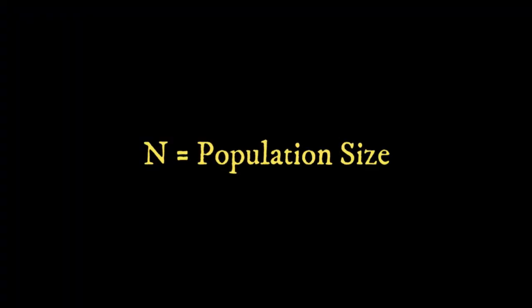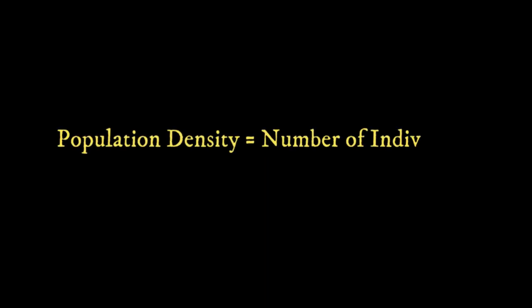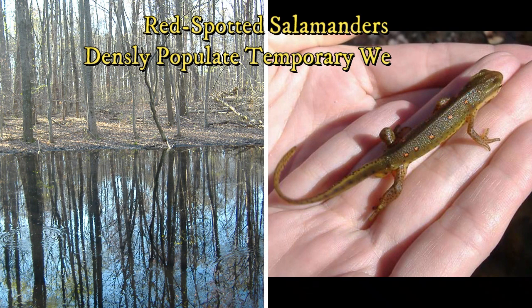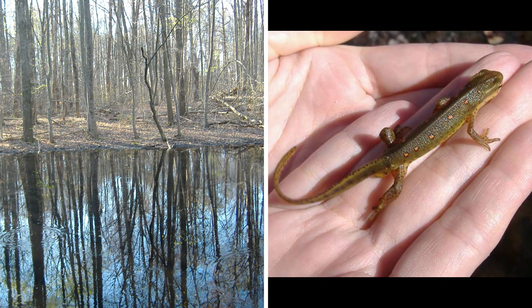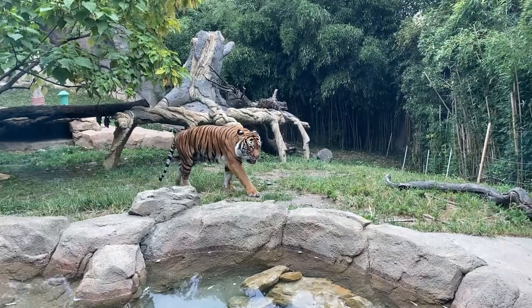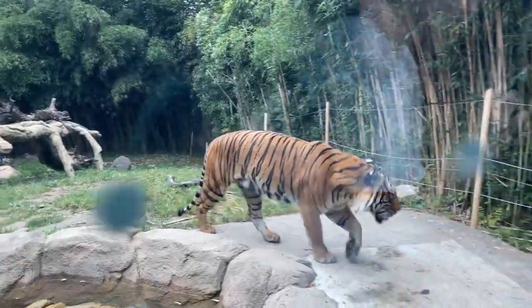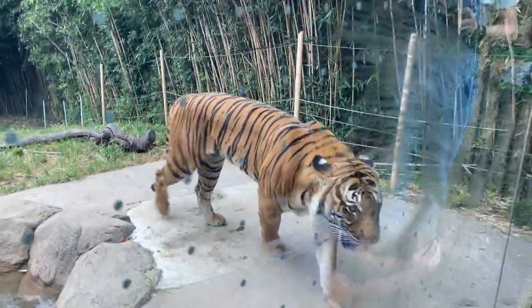Population size refers to the number of individuals, characterized by the letter N. Population density refers to the number of individuals within a specific area or volume. Populations with high density are likely more stable due to a high degree of genetic diversity, allowing the species to survive any drastic changes to the environment. A low population density would mean that the species is spread out, making it more difficult to find mates.